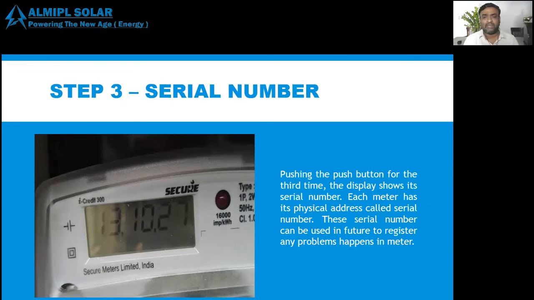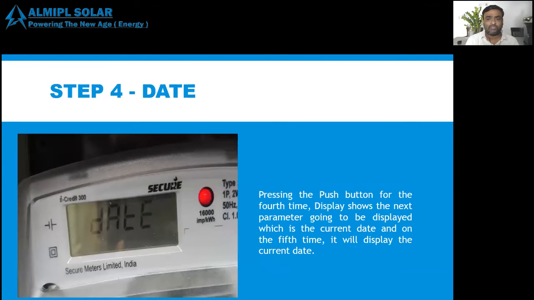For the third press, the display shows its serial number. Each meter has its physical address called the serial number. This serial number can be used in future to register any problem happening in a meter. So every meter has its own serial number.